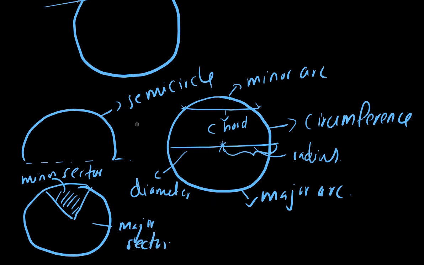And finally segment, the area covered by a chord and an arc is known as segment. Here again the smaller portion is minor segment and larger portion is major segment. And finally tangent and secant. Tangent is a line that passes through exactly one point on a circle, and a line that cuts a circle in 2 points is known as secant.